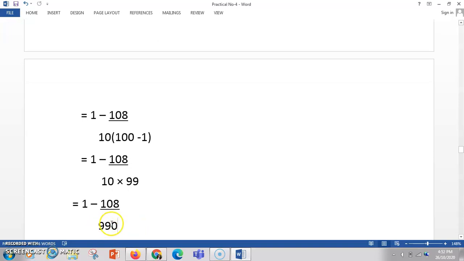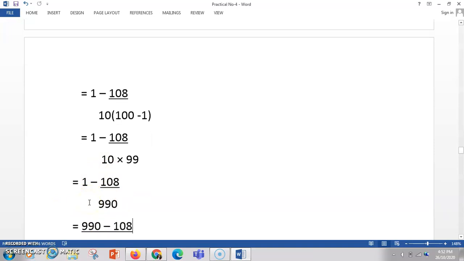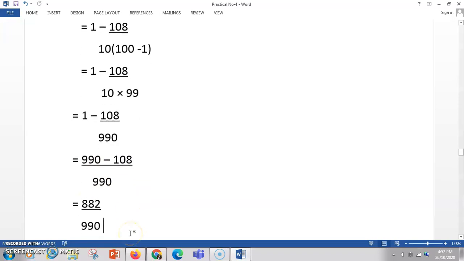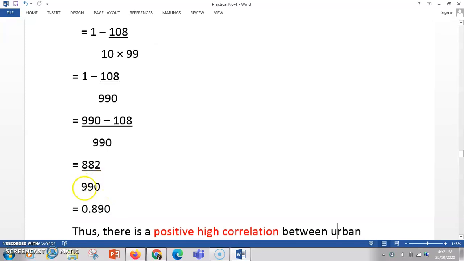Here you can see. How are we going to solve this type of problem? You are going to multiply 990 by 1. So 990 minus 108 upon 990 will be the next step. After subtracting 990 minus 108, you are going to get the answer 882. Okay. After dividing 882 by 990, you will get the answer 0.890. So this is the answer which you are going to get.